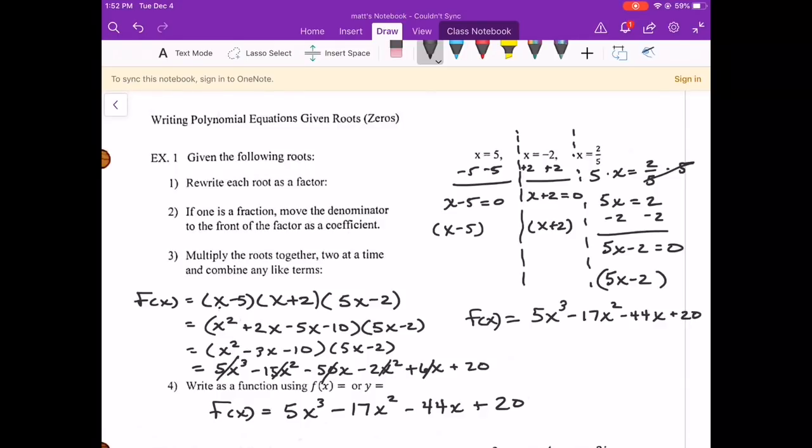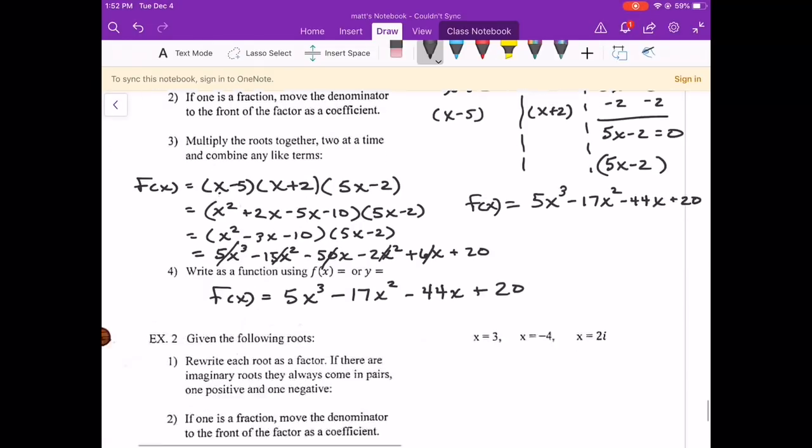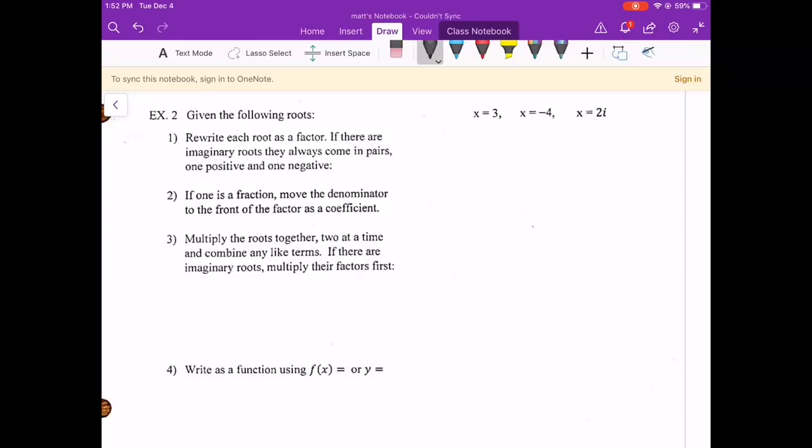Okay, so that's my process. I'm going to do that one more time with you, but I am going to introduce a complex root, and we'll work through how to sort that out. Okay? So here is example 2.